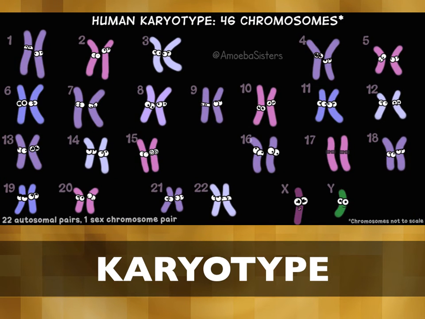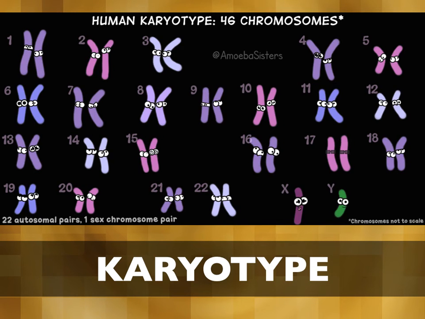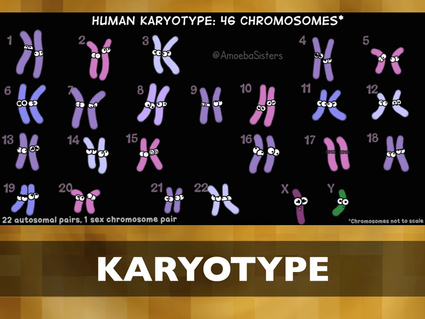That is a karyotype, or a picture of the chromosomes, and this is a male because you can see down at the bottom he's got an X and a Y chromosome. The Y there is the green dude.